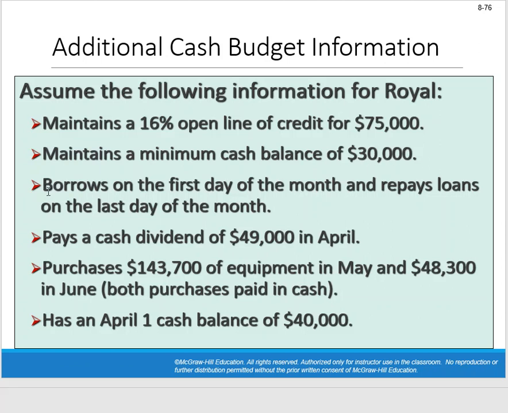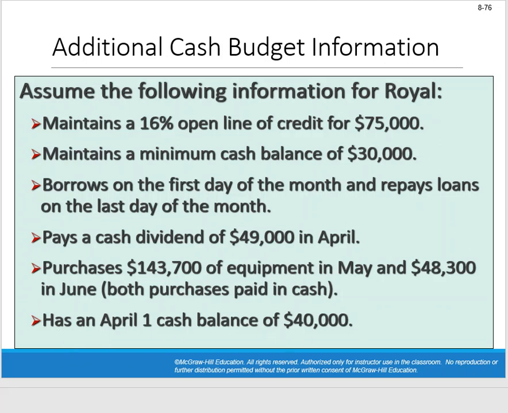If we're borrowing, we borrow on the first day of the month, and we repay on the last day of the month when we have funds available. Other info, we're going to pay a cash dividend of $49,000 in the month of April. Oh yeah, and we also purchased some equipment, $143,700 in May and $48,300 in June, both paid in cash. And we have a beginning cash balance of $40,000.